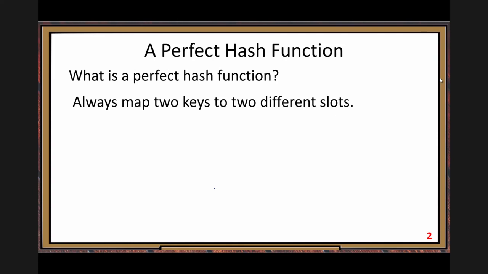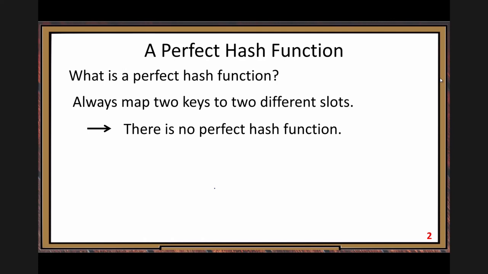It always maps 2 different keys to 2 different slots. That's for a perfect hash function. But you can never make it. So there is no perfect hash function.